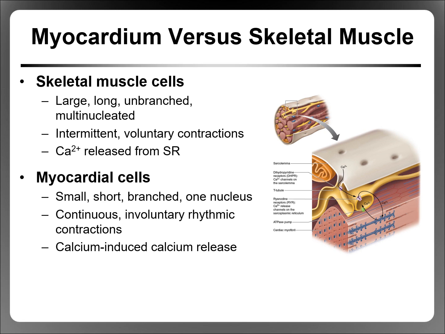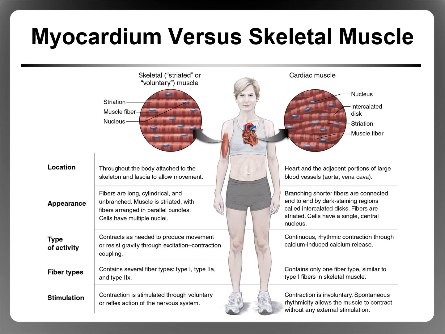Myocardial cells, on the other hand, are going to be small, short, branched with one nucleus. Their job is to have a continuous involuntary rhythmic contraction. They will also have calcium-induced calcium release. So a little bit of a different activation mechanism as opposed to skeletal muscle. So this is a really nice summary slide of the differences between skeletal muscle and myocardium or cardiac muscle. I would take a moment to pause the video here and kind of review this for your notes.